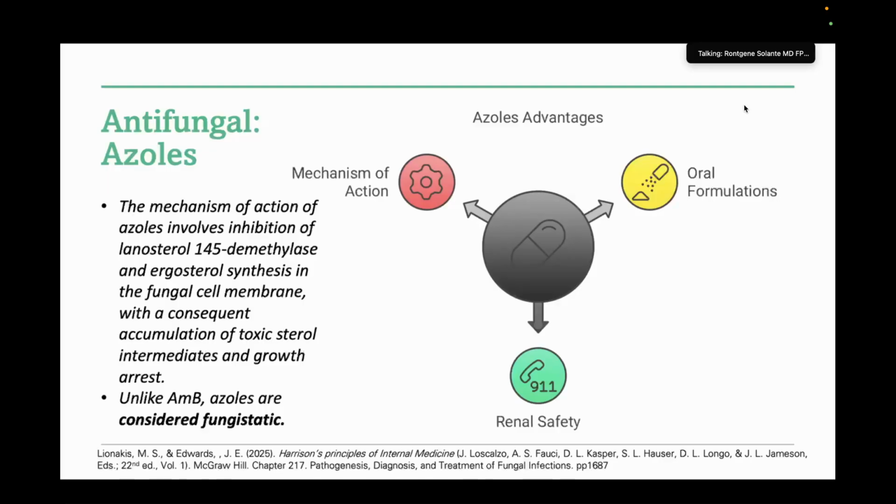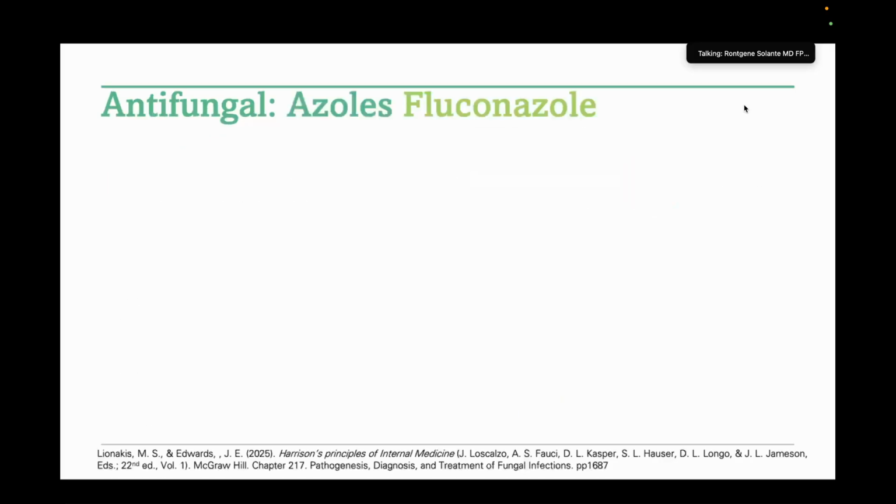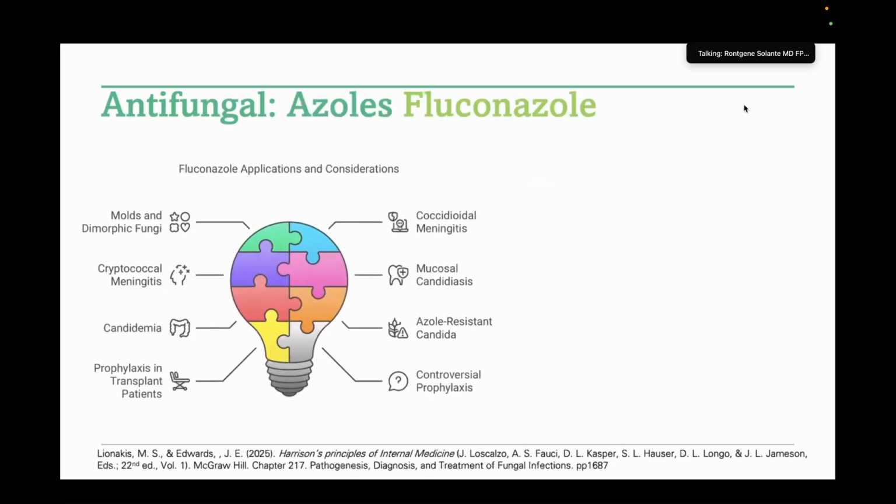But the azoles have also evolved, no? And I will discuss that later. So the advantage of your azole is you have an oral formulation. Your amphotericin B doesn't have an oral formulation. At the same time, it is safer for the kidney, no? So you don't have to worry about renal toxicity. So the first among these azoles is your fluconazole.